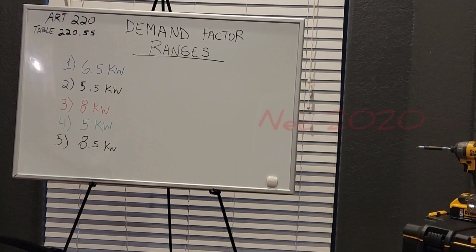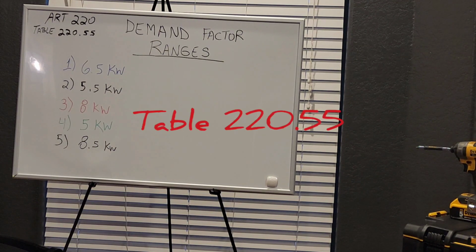Follow with me with your code book. I'm using the 2020, but we're just gonna jump straight into it. Article 220, branch circuit feeder and service load calculations.